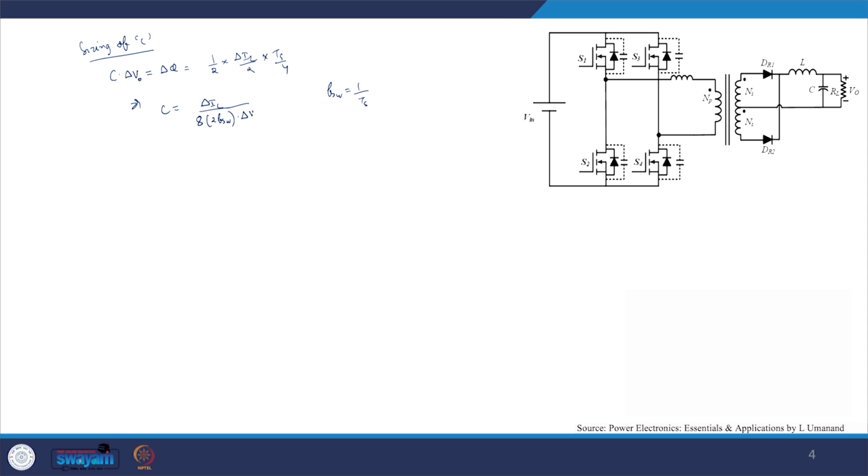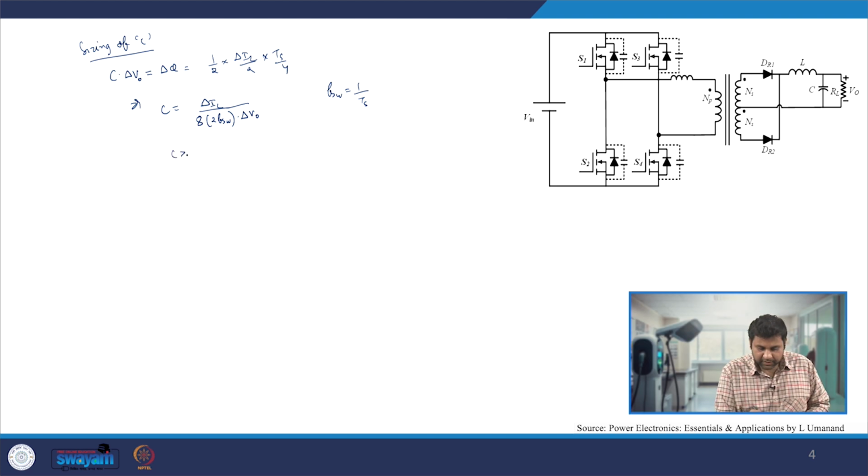in delta V naught. So now in our circuit, if we define this as C critical, this C has to be greater than C critical. This value, delta V naught, is given in the specification, how much ripple you can sustain.